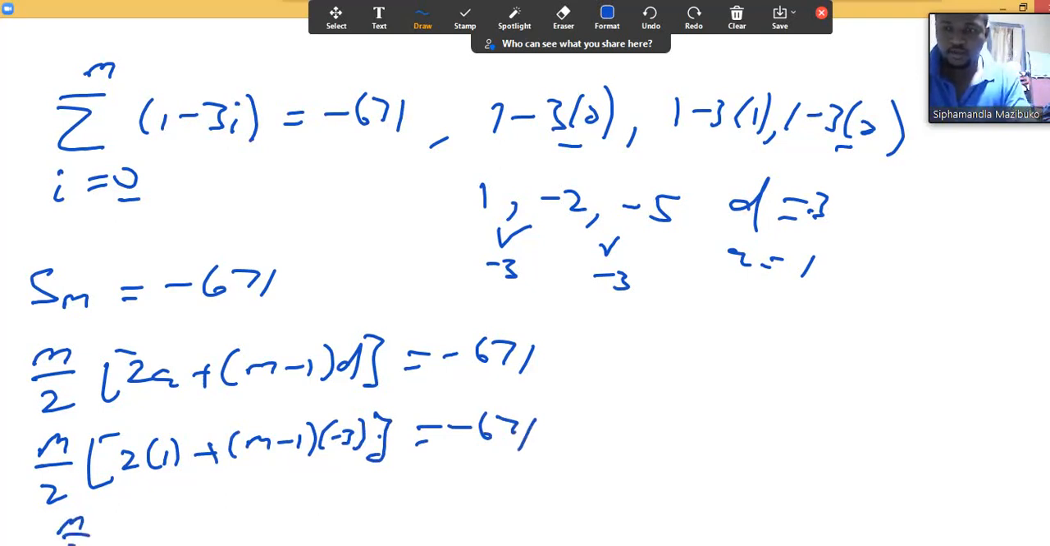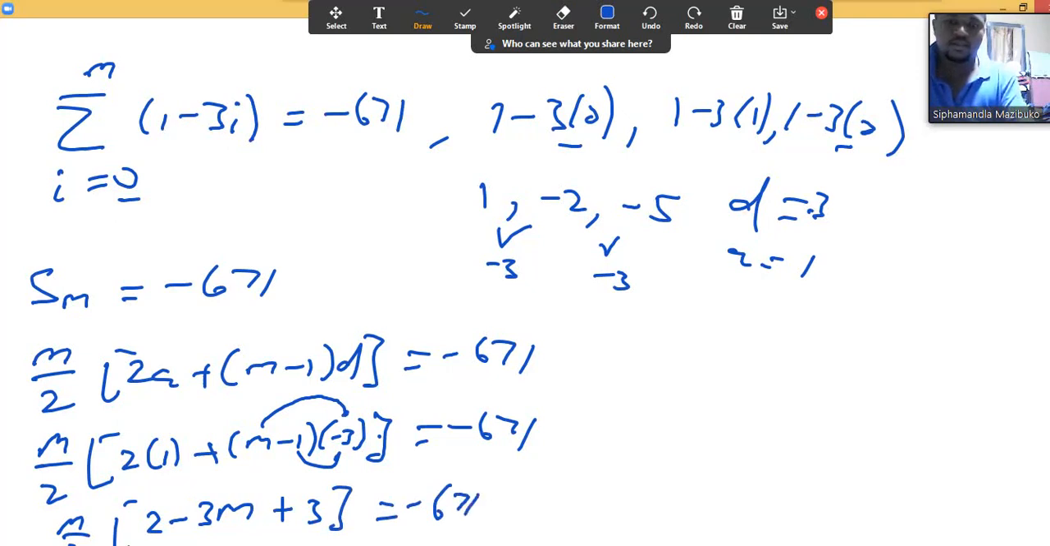So we can still have n over 2 into, this is 2, so we have 2 plus, sorry, we have 2 minus, actually we'll have minus 3n, because we're multiplying that with that, and we also have to multiply that with that, so that gives us positive 3. Okay, equal to minus 671. Let's carry it from here.